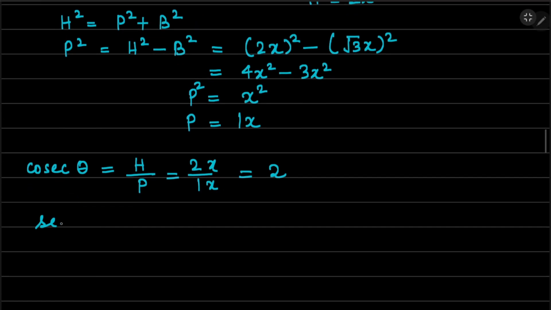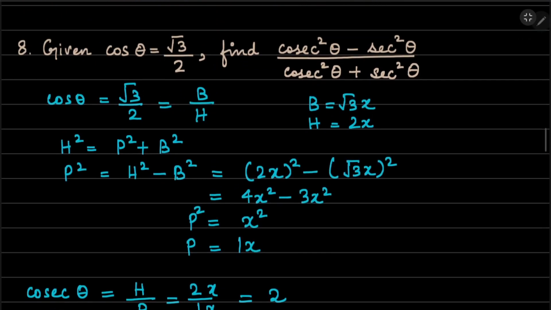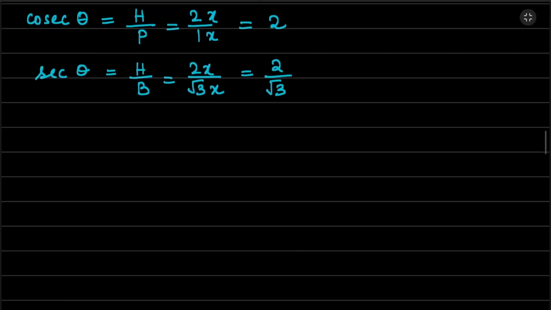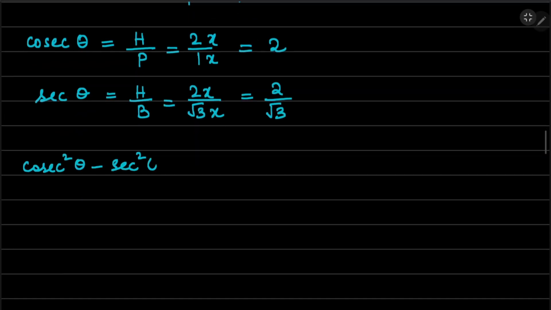And what is secant theta? It is the reciprocal of cos, isn't it? Cos is b by h. So this is h by b. What is h? 2x. What is your base? B is root 3x. So this is nothing but 2 over root 3. That's all. You have got cosecant theta and secant theta values. Just substitute it here. So what you have to find is cosecant square theta minus secant square theta, whole divided by cosecant square theta plus secant square theta.